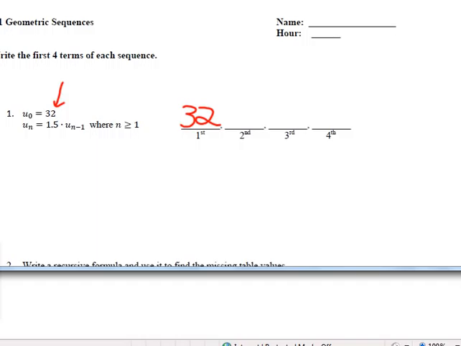Okay, so what's the second term? Well, you can use the calculator to do it, or you could just take 32 and multiply it by 1.5, which means 32 plus 16, which would make 48. If you can't do that in your head, it's fine to use the calculator for this.